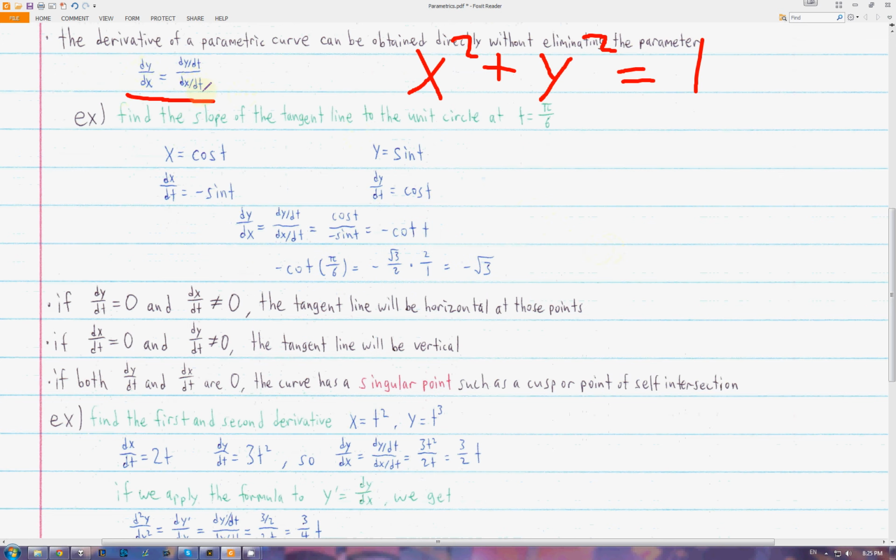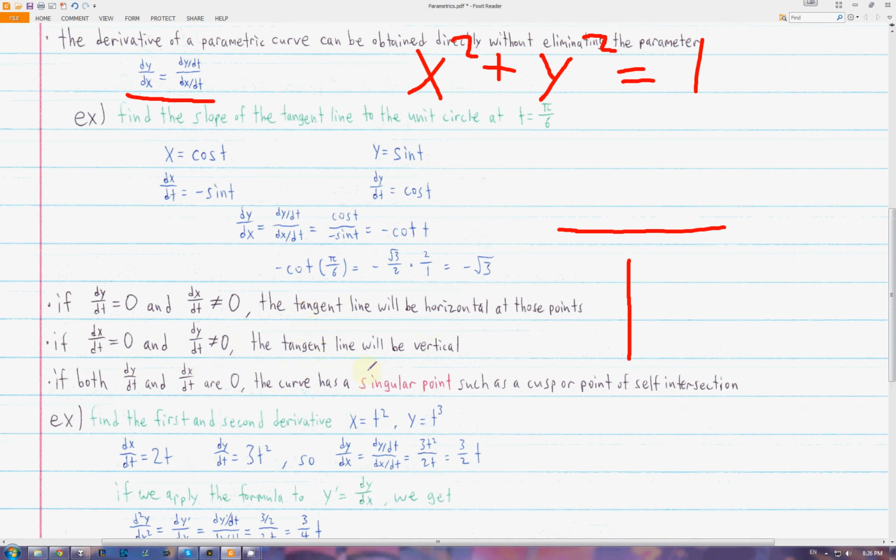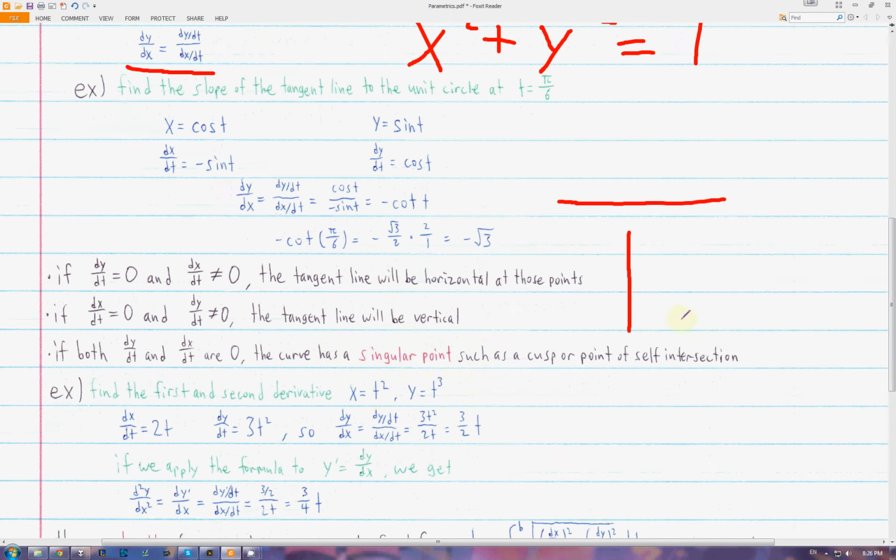Just looking at this equation, we can also tell that if dy/dt is 0 and dx/dt is not 0, then the derivative is 0, which means the tangent line will be horizontal. If the bottom, dx/dt, is 0 and the top is not 0, then the tangent line is vertical. But if both of them are 0, that's called a singular point. There's no set definition of what happens at a singular point. You just have to work it out for that particular problem. An example of a singular point is a cusp.